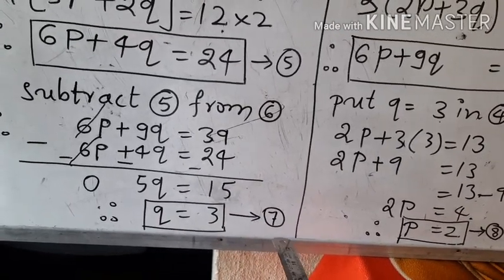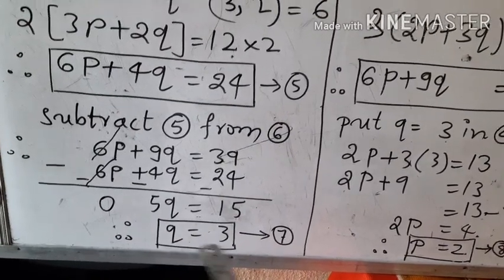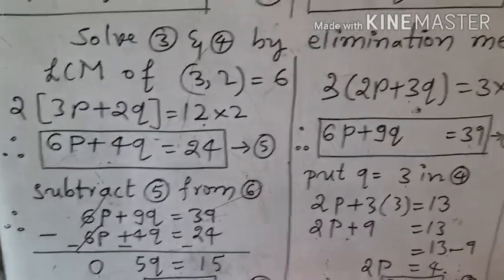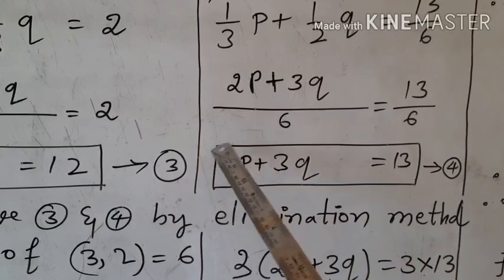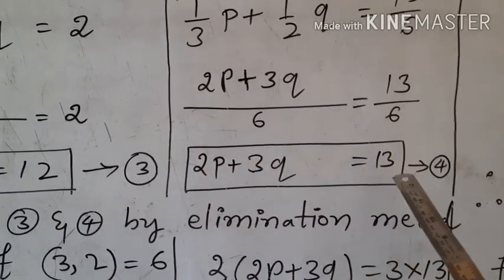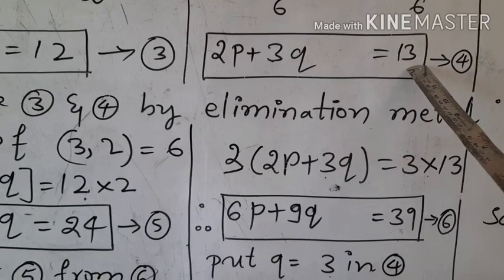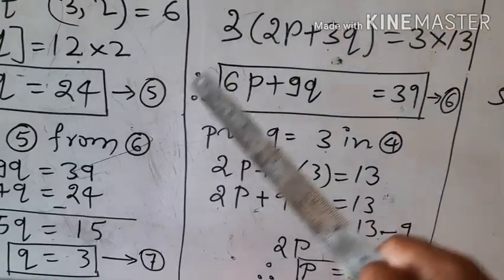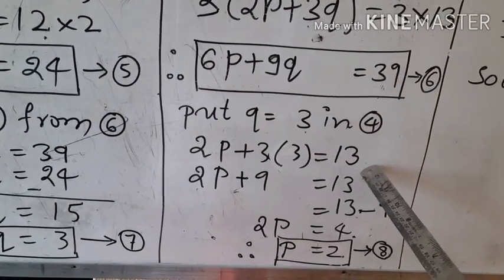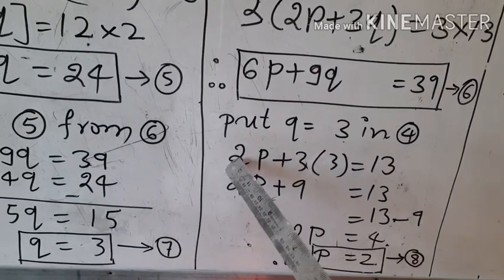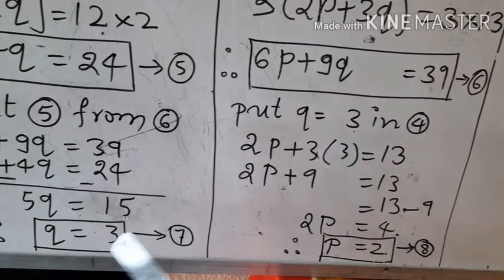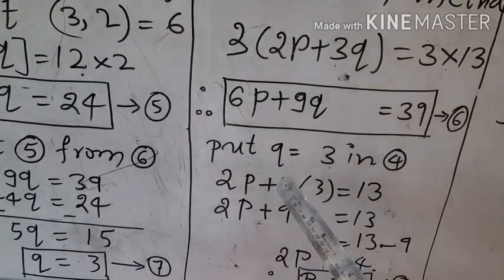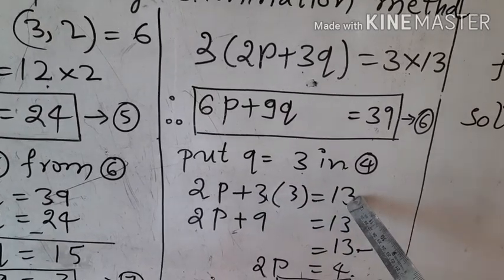I call this equation 7. Okay. Now put q is equal to 3, that is equation 7, in equation 4. Equation 4 is 2p plus 3q is equal to 13. Right. So I take 2p plus 3q. See here, 2p plus 3q is equal to 13. Where there is q, I put 3 because q is equal to 3. Therefore 3q, that is 3 into 3, is equal to 13.